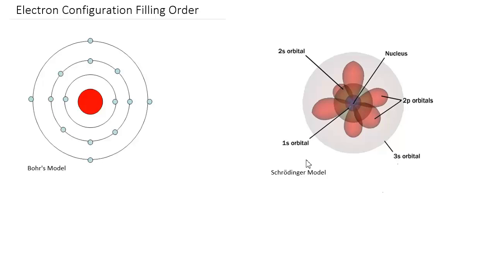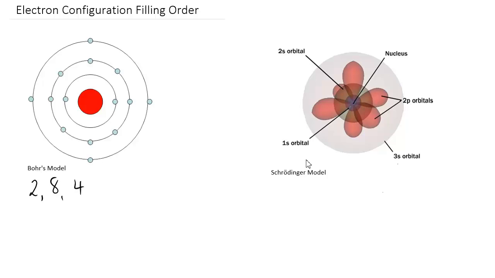Now we also had a look at how you would write the electron configuration using Bohr's model, and that was just counting the amount of electrons in the first shell. So in this case it would be 2, then the next shell, which is 8, final shell is 4. So that's how you would write the electron configuration.